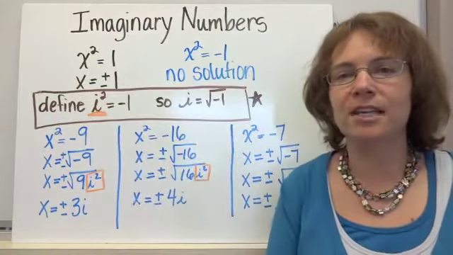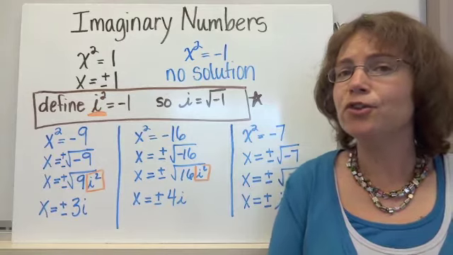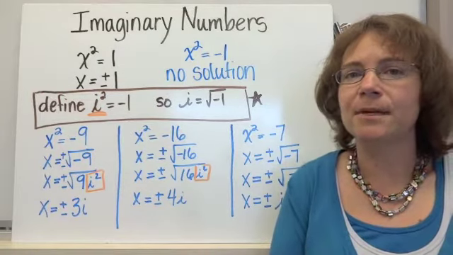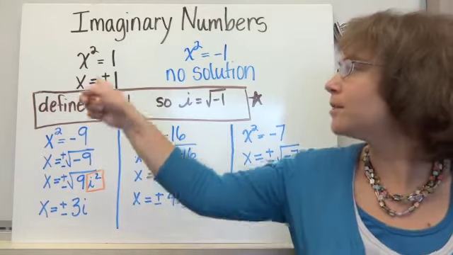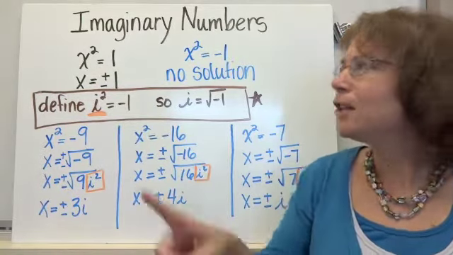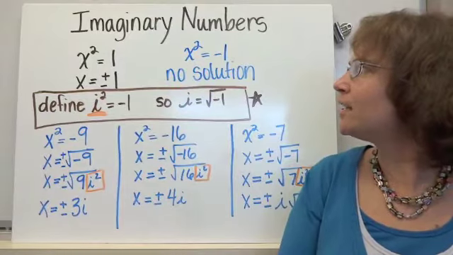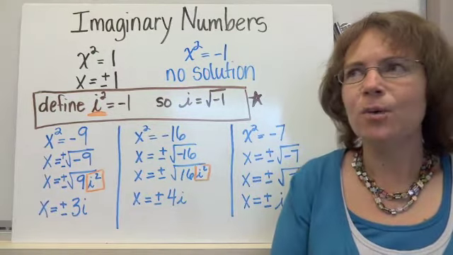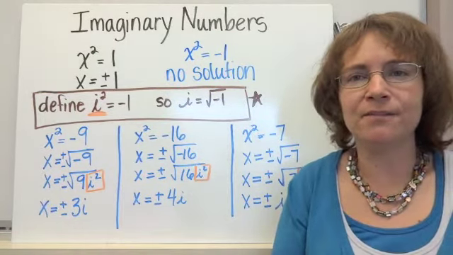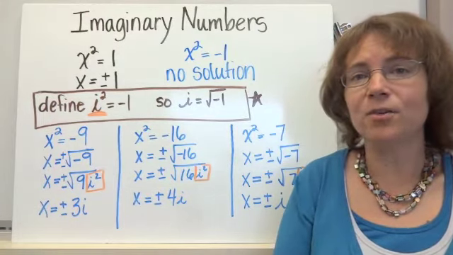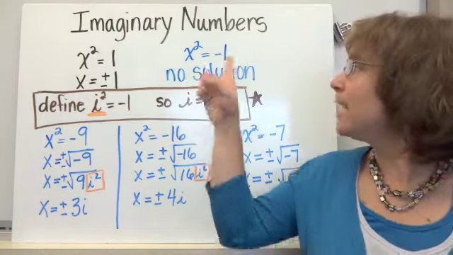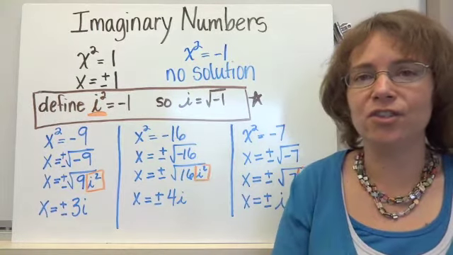We have x squared is equal to 1. Now we know that there are two solutions for this. X could be -1, -1 squared is 1, and x could also be 1. 1 squared is also 1. But if we look at this problem right here, x squared is equal to -1, we can't find a solution because a negative times a negative is going to give you a positive, and a positive times a positive is going to give you a positive as well. So we have nothing that will answer to this solution.